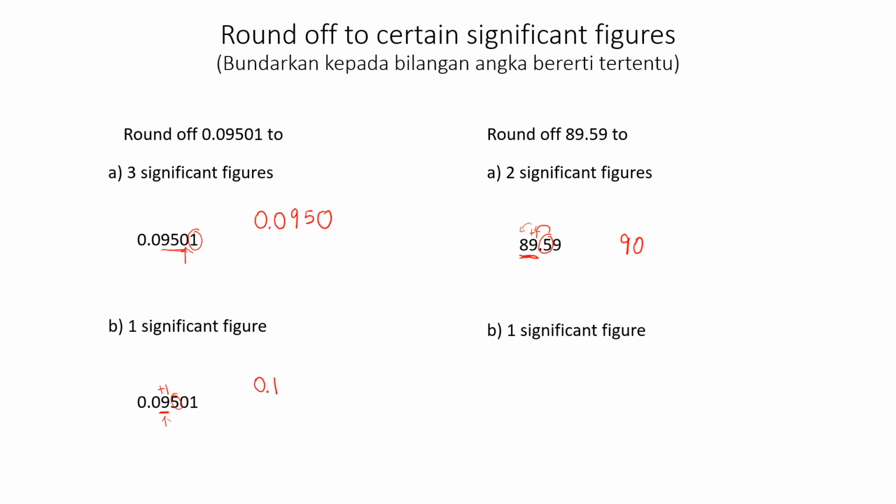If it is rounded off to one significant figure, so only one significant figure, look at this number 9. We need to round up, so we add 1. That will be 9, 0. So for this number, whether it is two significant figures or one significant figure, the answer is still the same. It is 90.